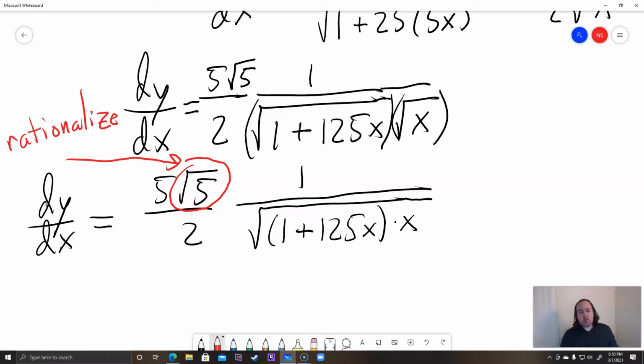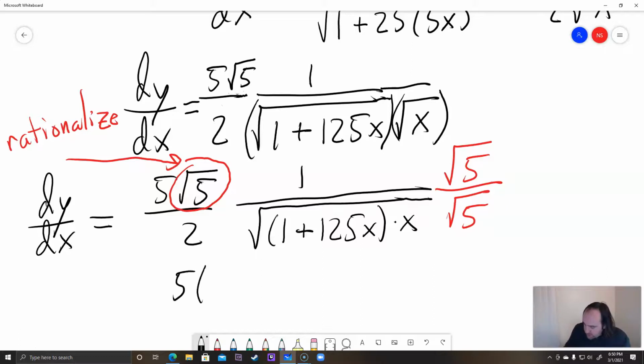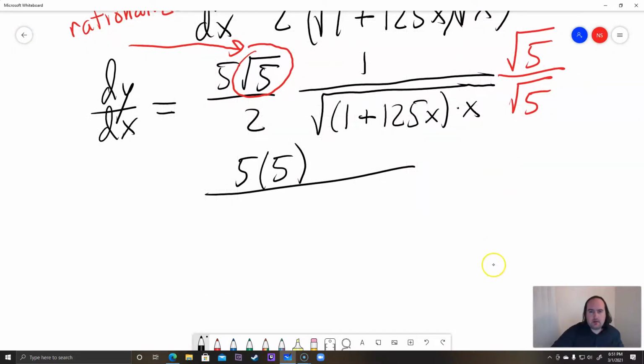So how do you do that? Well, you multiply the top and the bottom by root 5. Okay, so I'm actually going to multiply the top and the bottom by root 5. So I'm going to multiply by root 5 over root 5. So in the numerator, we're going to have root 5 times root 5, which is going to give us 5. So in the numerator, we're actually just going to have 5 times 5 now. And then in the denominator, I can bring this square root of 5 inside of the square root, just like I did with the root x. Okay, so on the numerator, we just have 5 times 5.